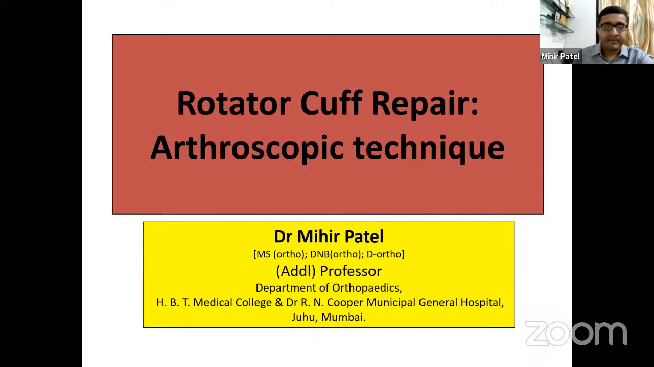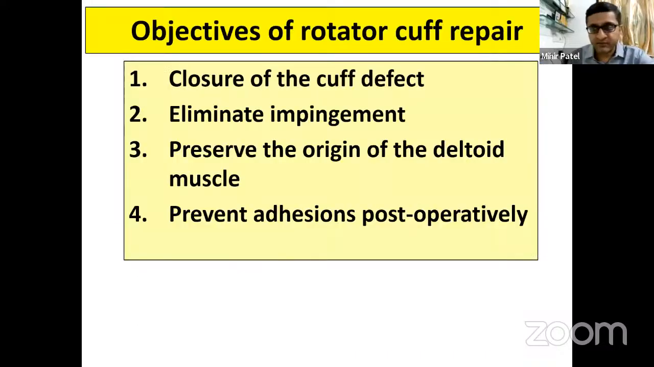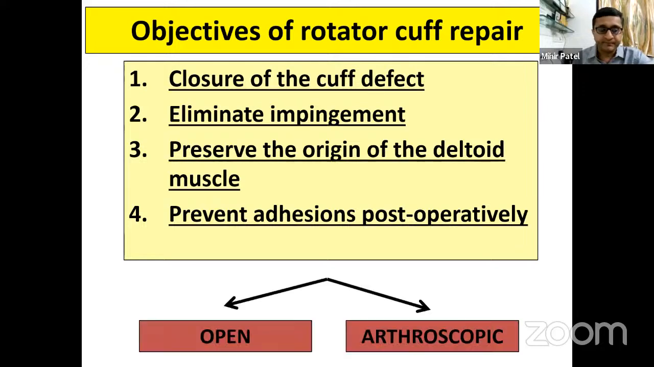Yes. Okay, so coming to the rotator cuff repair principles, the main objective is closure of the cuff defect. Thus, we are minimizing the superior escape of the humerus. We need to eliminate impingement so that there are no future tears because of the acromion hitting the greater tuberosity. At the same time, and most important, we preserve the origin of the deltoid and prevent adhesions post-operatively.